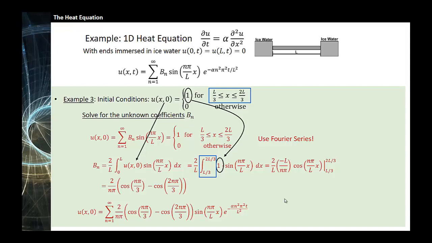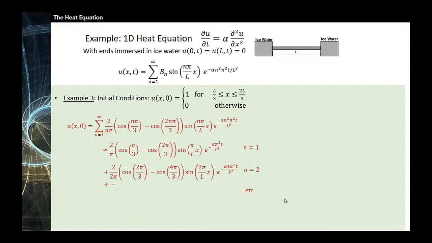Let's take a minute to physically think about what the solution might look like as a function of time. So here's that solution, and I'm just going to write it term by term. So let's write the n equal to 1 term, and the n equal to 2 term, and then we could continue to write all of the other n terms.